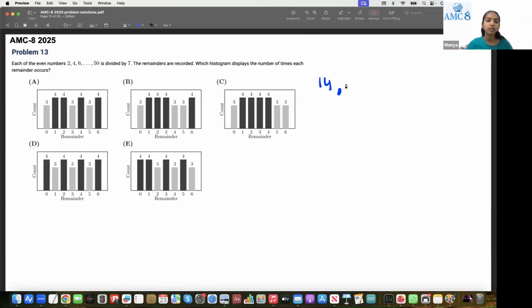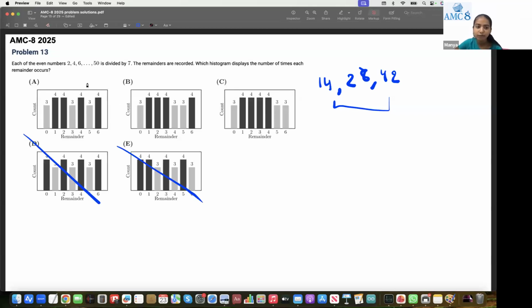Well, the first number would be 0, but 0 does not count here because it starts from 2. And then the next number would be 7, but 7 is an odd number. Then it would be 14, which would work. 21, no, 28 would. 35, no, 42 would work. And then 56 would work as well, but 56 is way more than 50, so there's only 3 numbers here. So since there's only three numbers which are divisible by 7 with the remainder equal to 0, the answer choice cannot be D and it cannot be E either.